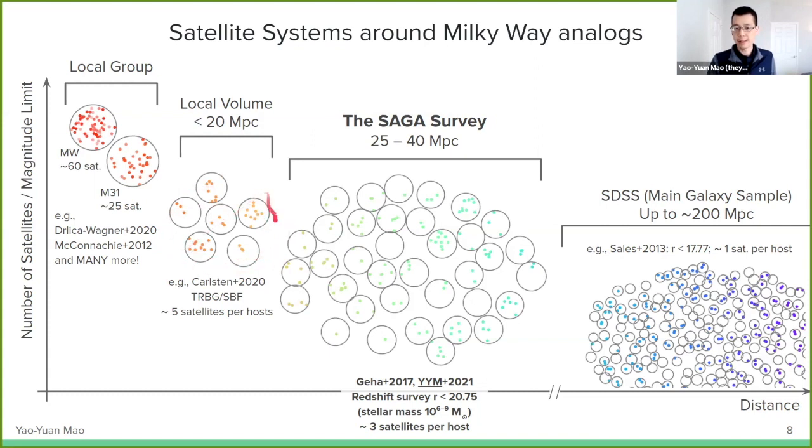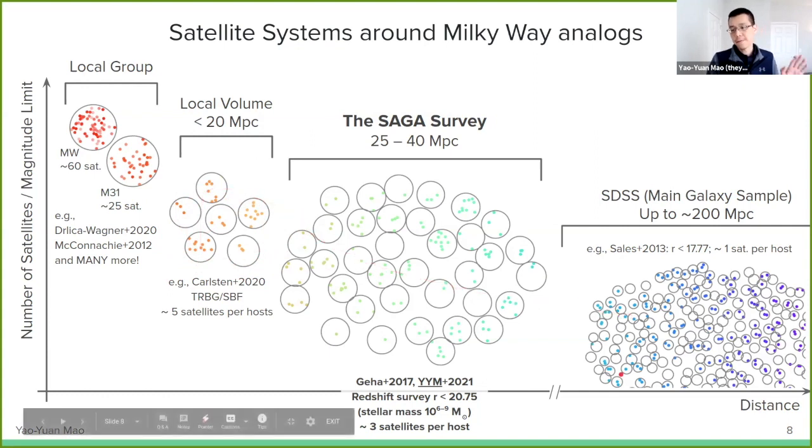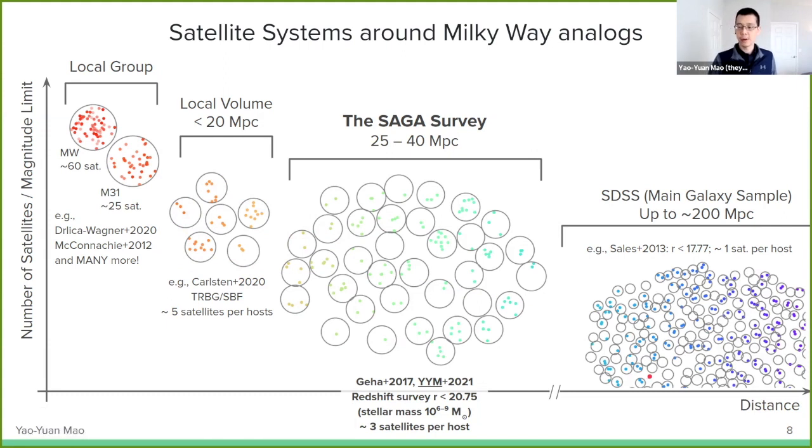The number of satellite systems that have been surveyed within the local volume is still increasing rapidly. If you go a lot further, to SDSS, the Sloan Digital Sky Survey, and look at the main galaxy sample, you also find a lot of satellite systems there. But again, these are much further away, so you can usually only detect the brightest satellite in those systems. On average, you can have only 0 to 1 satellites if you use the Sloan Digital Sky Survey.